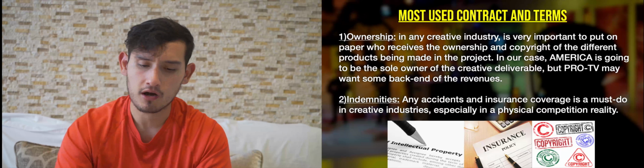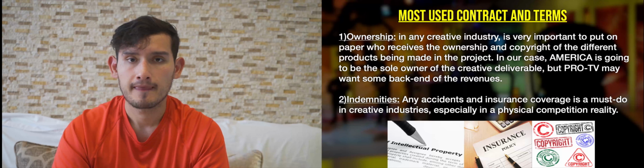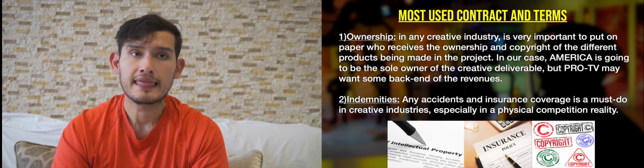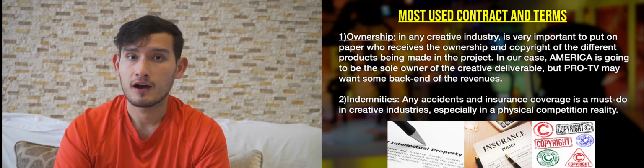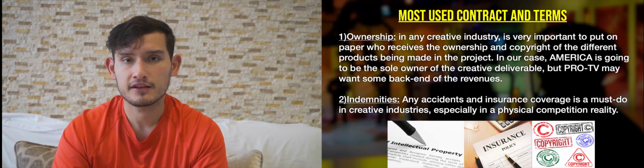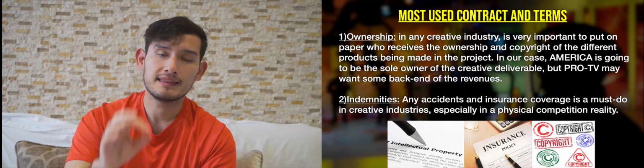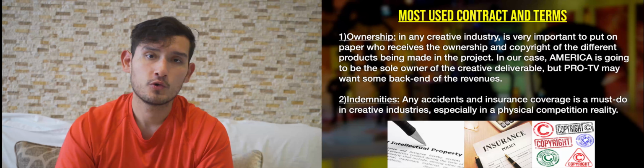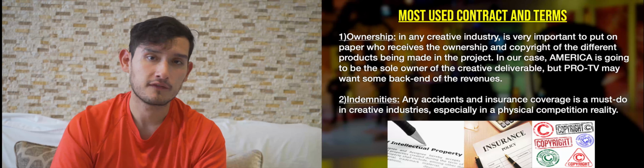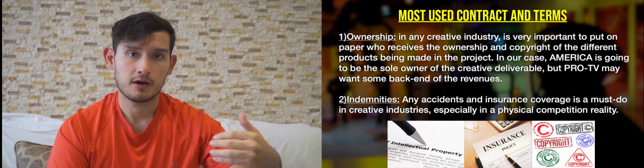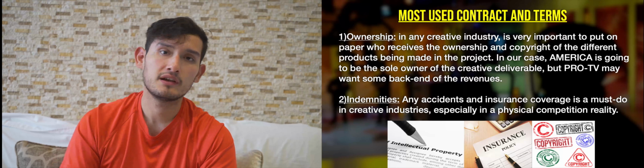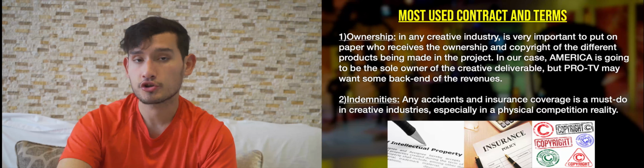The most used contract terms and conditions right now, mostly used on television, are, number one, the ownership, the famous copyright, which all the creative and entertainment industries have, because here they need to settle who is the sole owner of the project, who is going to get the rights of the project after it finishes airing on television. Usually it's the network. Usually when you see the final credits, it's a co-production of America and Pro TV.